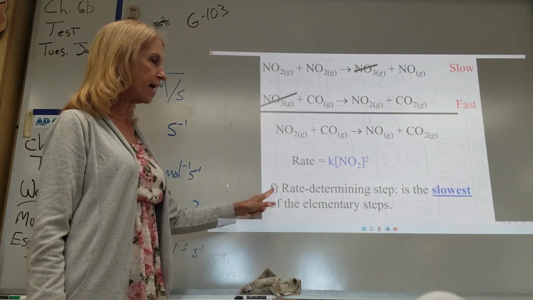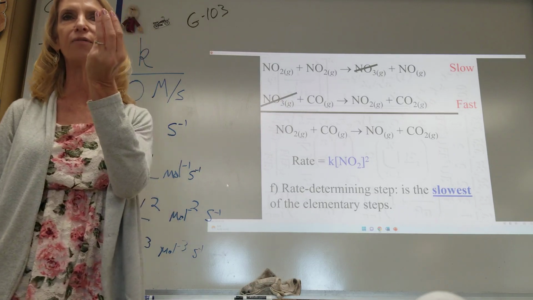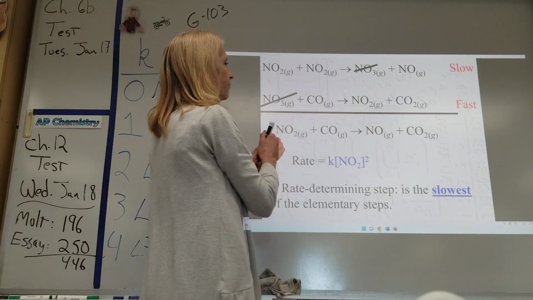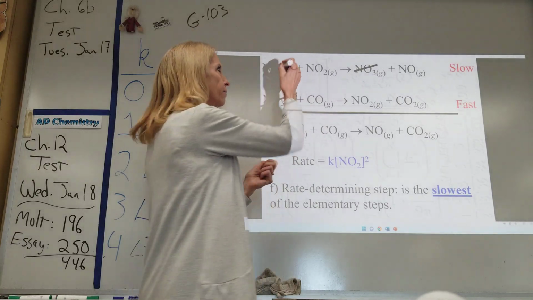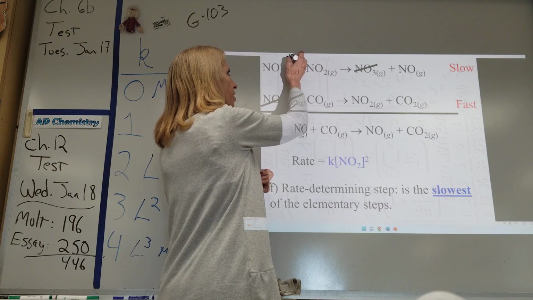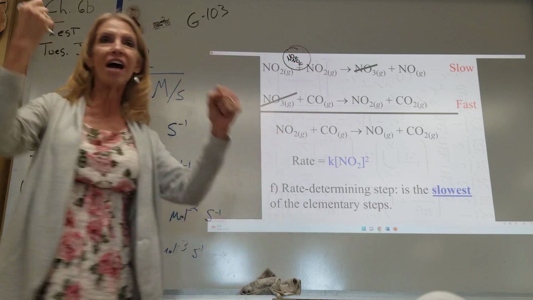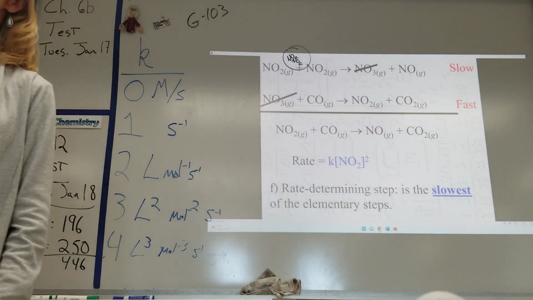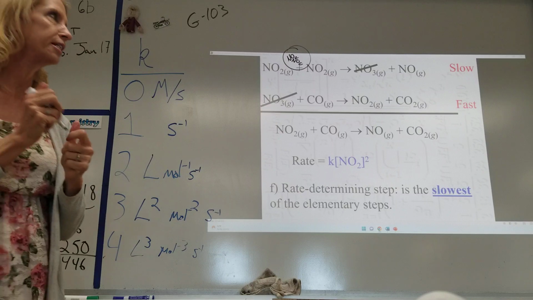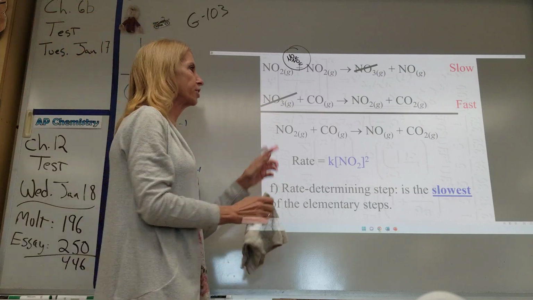So the rate determining step is the slowest of the elementary steps, again, because the activated complex is so crazy unstable. By the way, what is the activated complex here? Can we draw it out? In your notes, do this. It's NO2 colliding with NO2. Put a circle around it. That's the activated complex. These guys are colliding. The electron clouds are mushing together. It's crazy unstable. So it slows that reaction down.